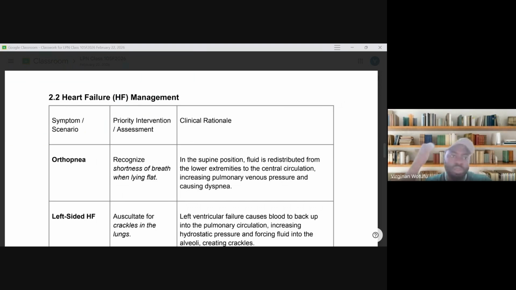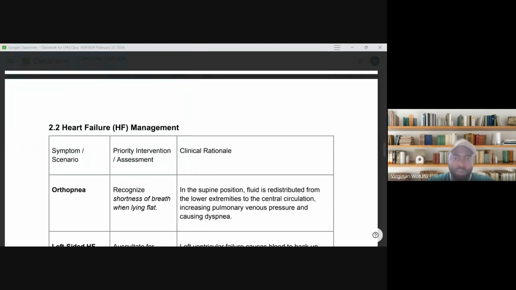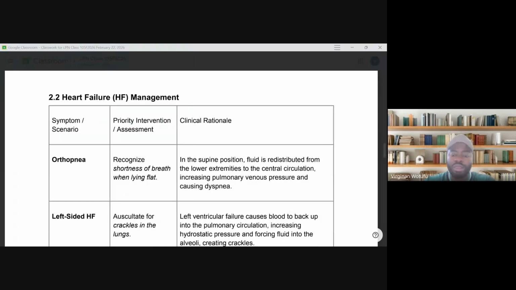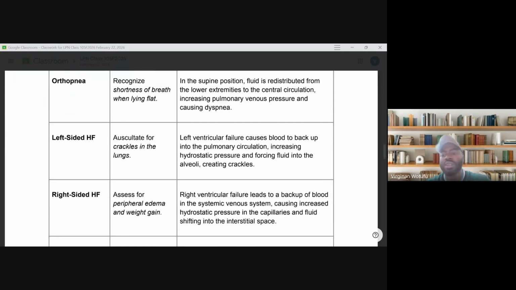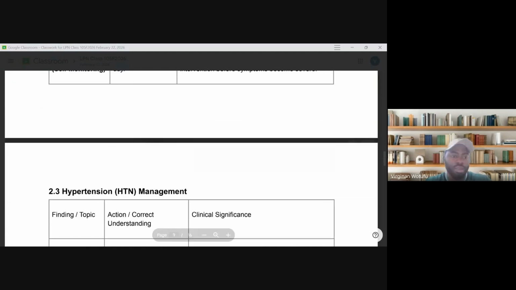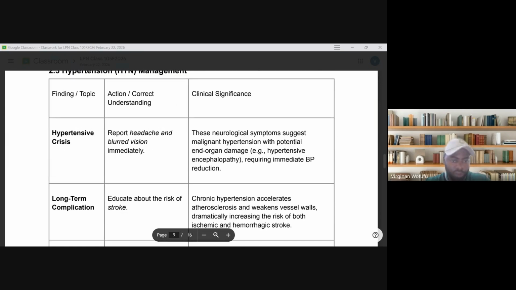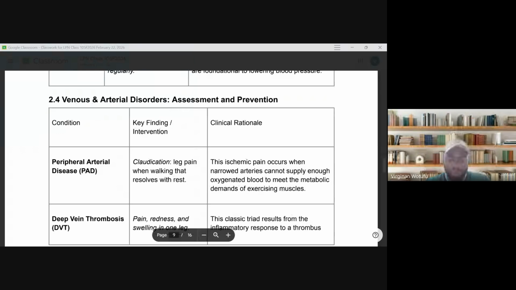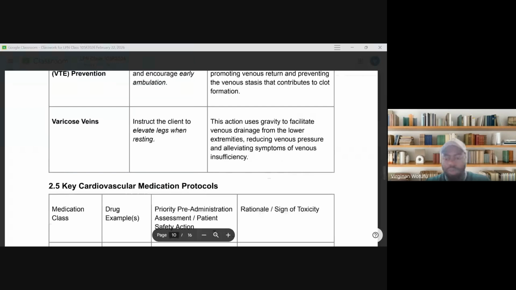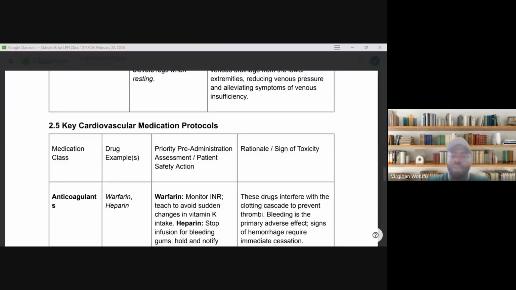Okay. So after looking at the heart, we'll take a look at neuro. We look at the neurological system.